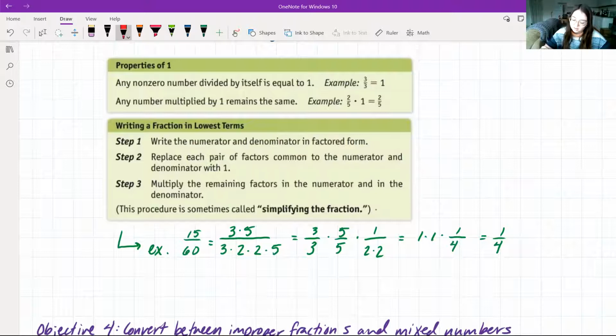Now, we see that this here and this here both, ooh, this is a property of 1. Ooh.